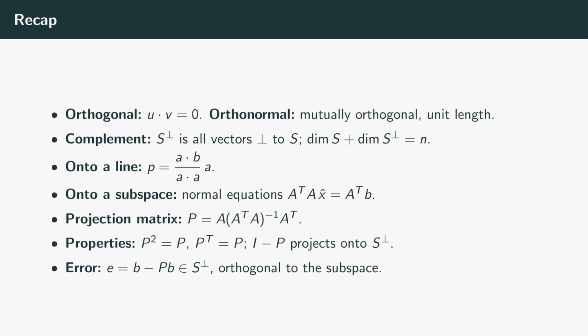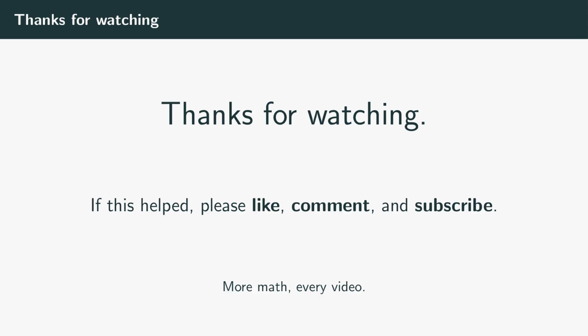Next episode, we make all of this effortless by manufacturing orthonormal bases with the Gram-Schmidt process, and we package the result as the QR factorization. Today we learn to project.